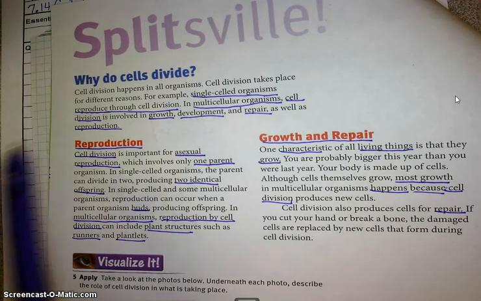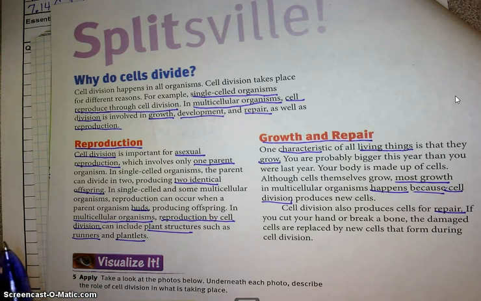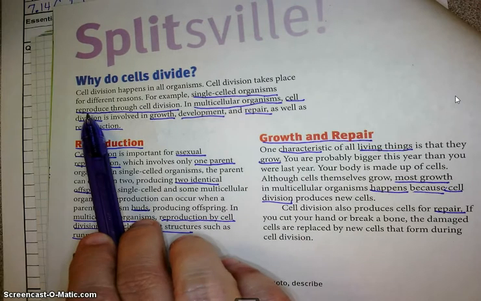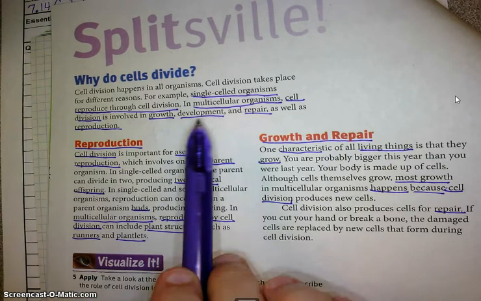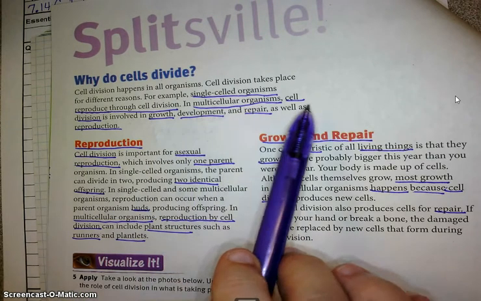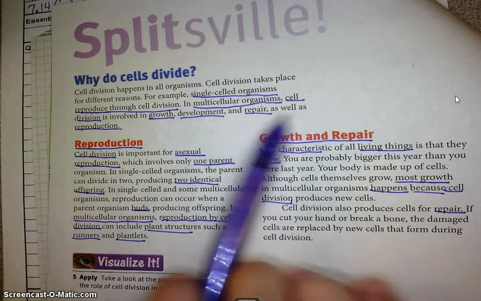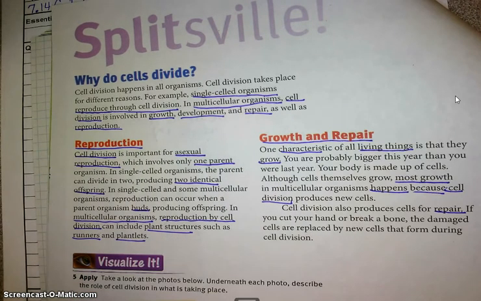It says cell division happens in all organisms. Cell division takes place for different reasons. For example, single-cell organisms reproduce through cell division. In multicellular organisms, cell division is involved in growth, development, and repair, as well as reproduction.